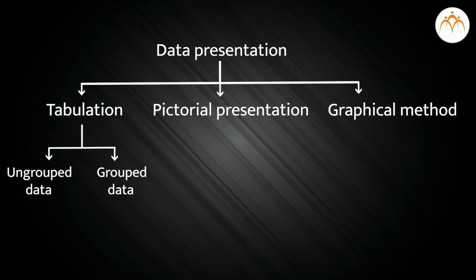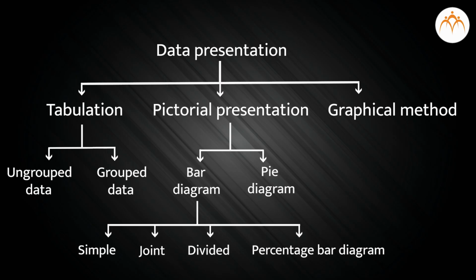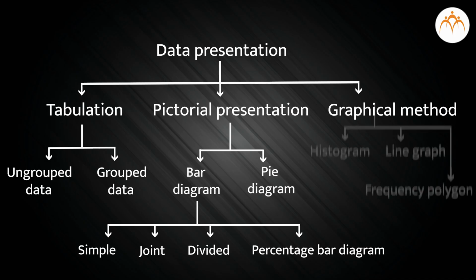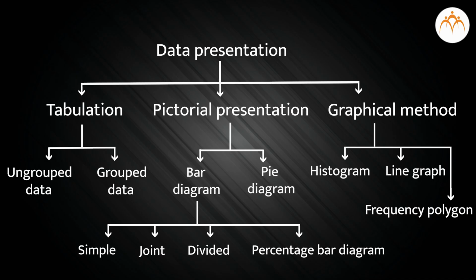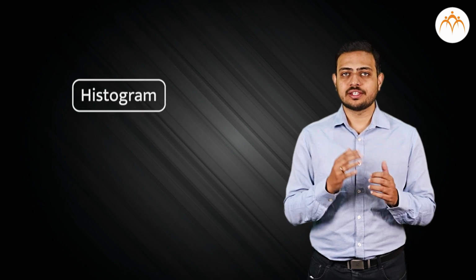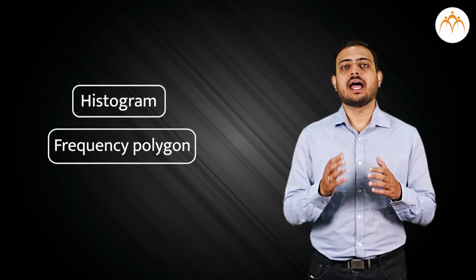Pictorial presentation can be done by two ways: bar diagram and pie diagram. Bar diagram is of four types: simple, joint, divided, and percentage bar diagram. Graphical method includes three types of graphs: histogram, line graph, and frequency polygon. We have studied some of these methods and graphs in previous standards. Now we will learn how to use a histogram, frequency polygon, and pie diagram.